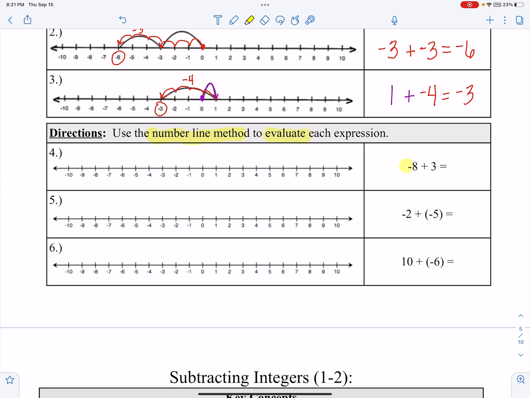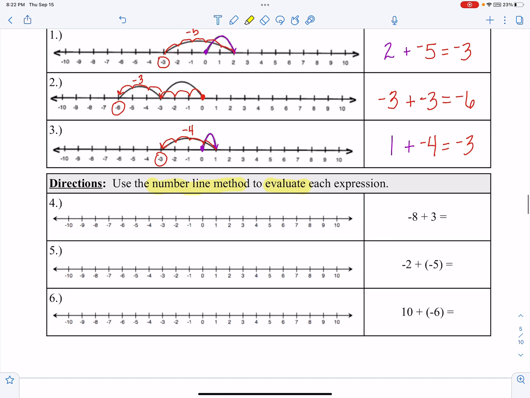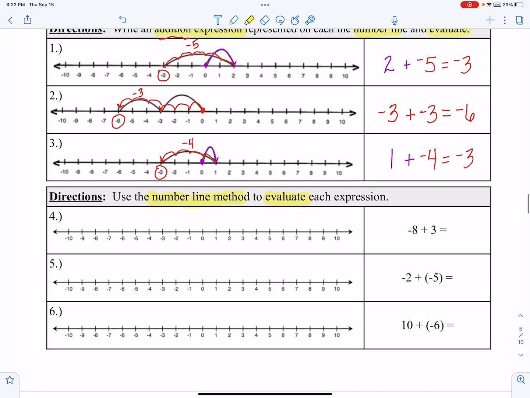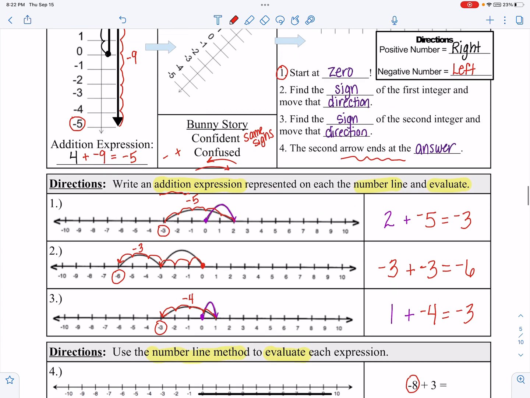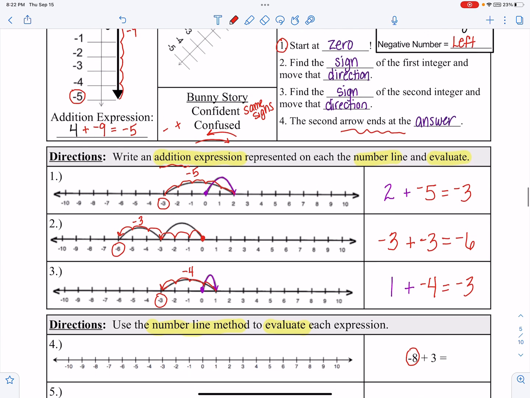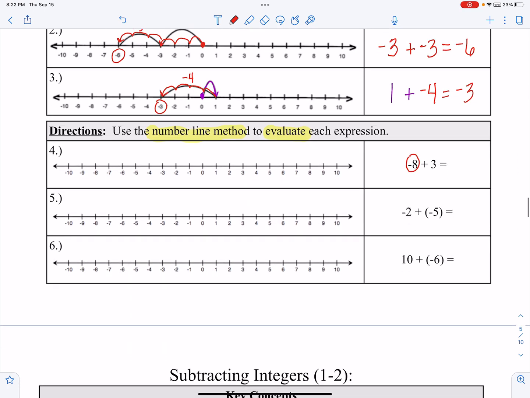So now they're giving you the expression and they want you to represent it on the number line. So we're going to draw it a little bit different. Both are accurate, but I want you to be able to see the addition on top of each other. So I'm going to show you a different way. Okay. All right. So the first thing we're going to do is look at the first digit. Remember, the directions say start at 0, find the sign of the first integer and move that direction.